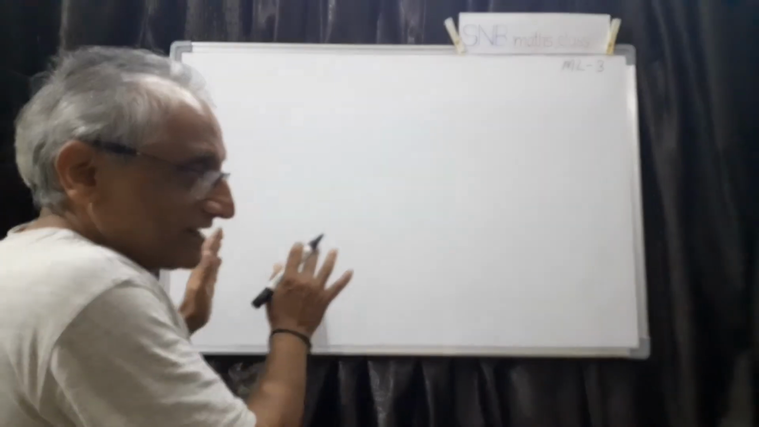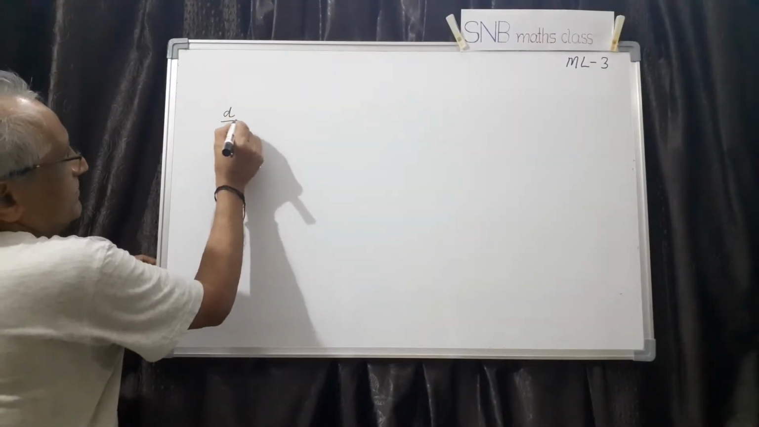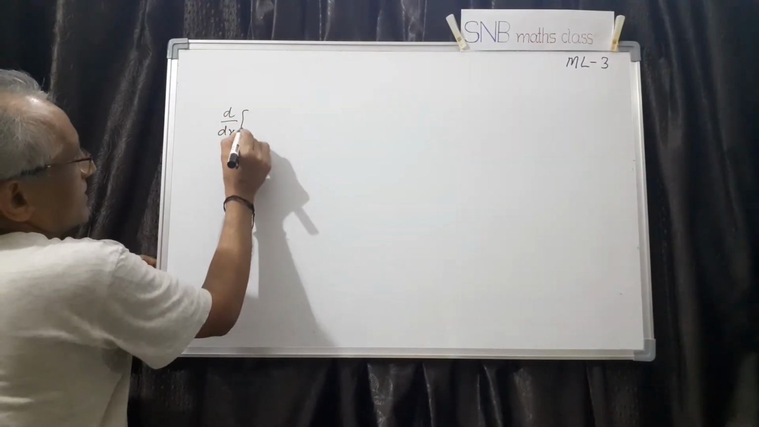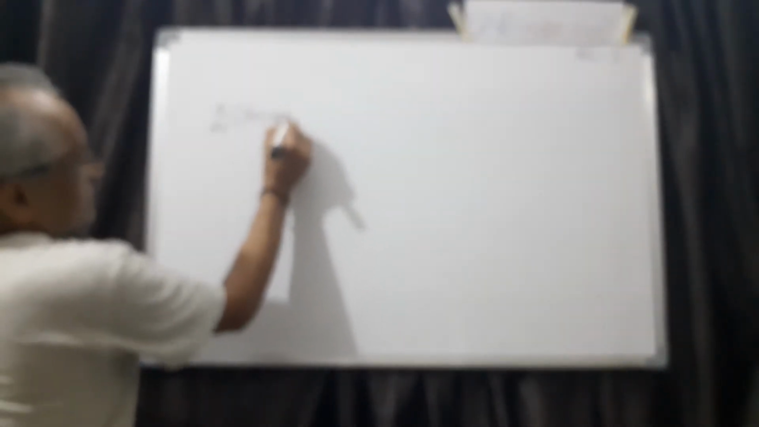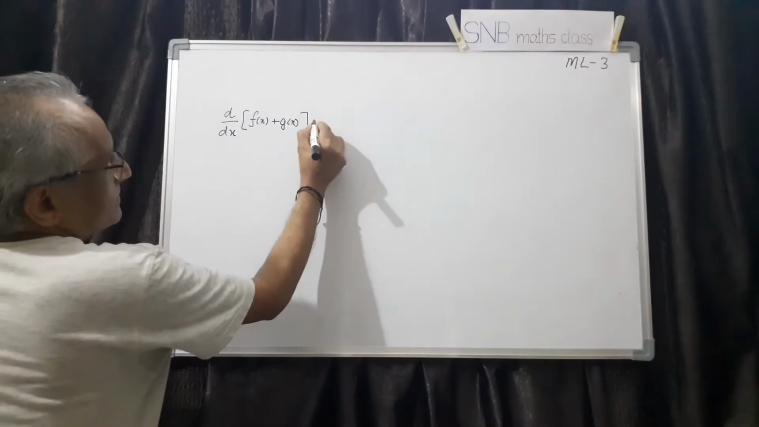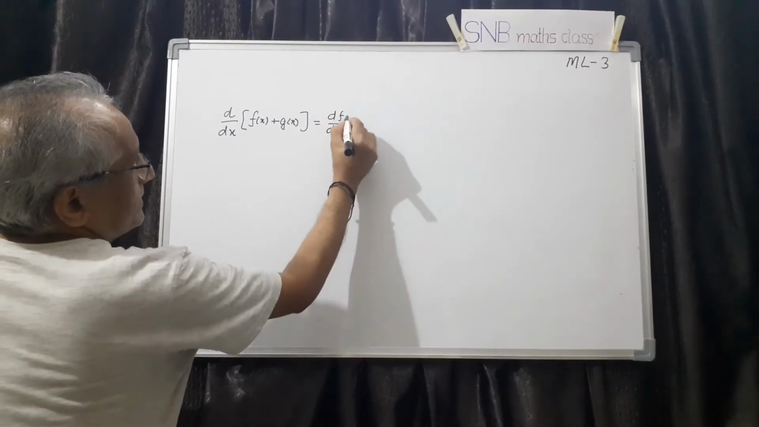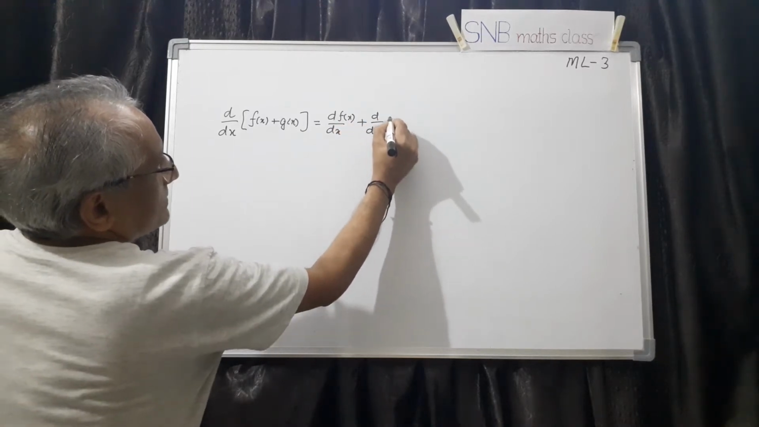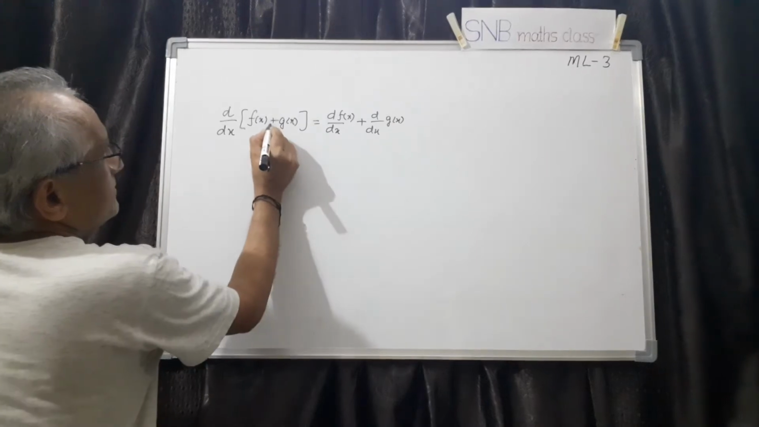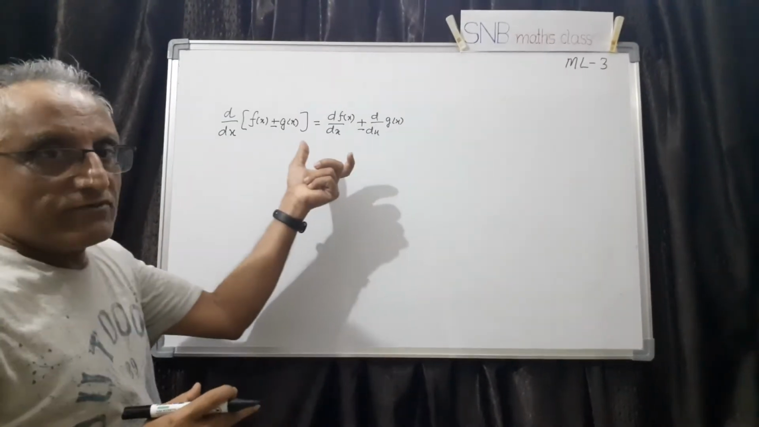Now, once again, let me compare integration and differentiation so that it is easy. We have seen these results. Say d by dx of, for example, f of x plus g of x. This is equal to d by dx of f of x plus d by dx of g of x. And if it is minus here, it is minus. So this one is the addition rule, another one is the difference rule.